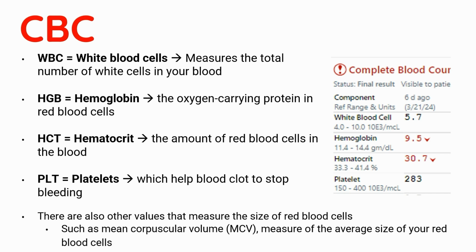I will add that there are some other values that are reported on the CBC that we're not going to go into detail today. In general, these values help measure the size of red blood cells. So one example is something called the mean corpuscular volume, or MCV, which is a measure of the average size of a red blood cell. So as you may have guessed or are already aware, abnormal levels of red blood cells, hemoglobin, or hematocrit may be a sign of anemia or too little iron in your body. Changes in white blood cells can be a signal of infection or a reaction to a medication.